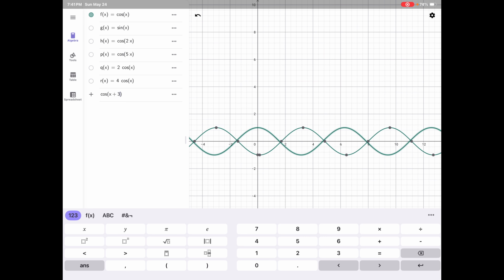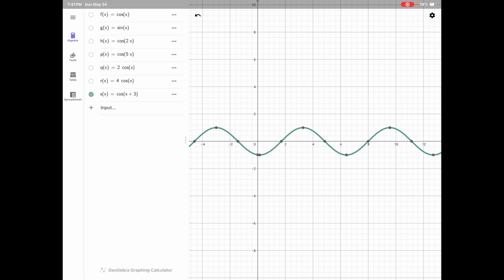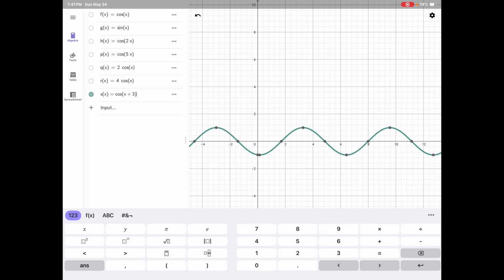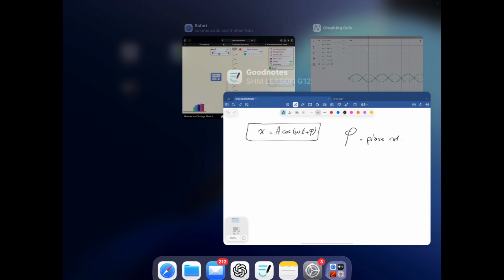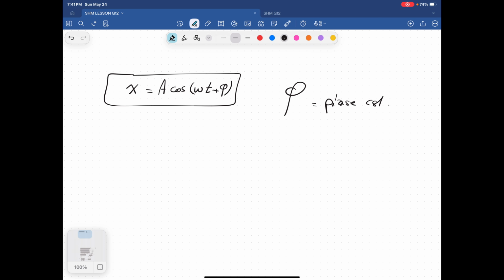You can most definitely see that the new function shifts into a new position. This was here, however, this is here. It shifts to the left or right. So where we start differs. And so this is only the job of phi. It tells us where we started measuring the time.